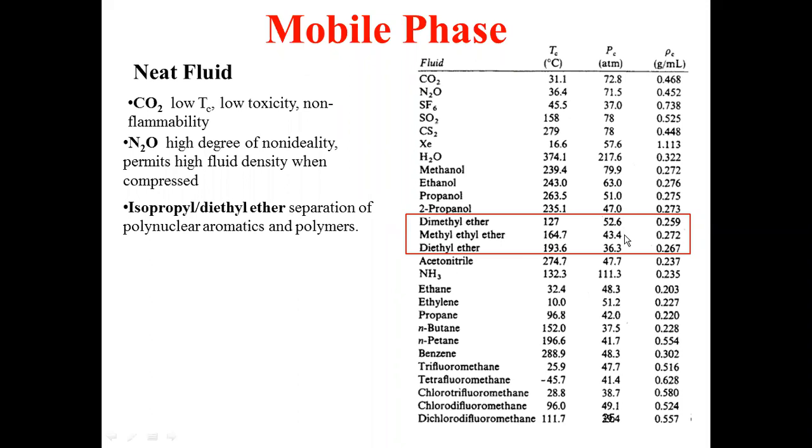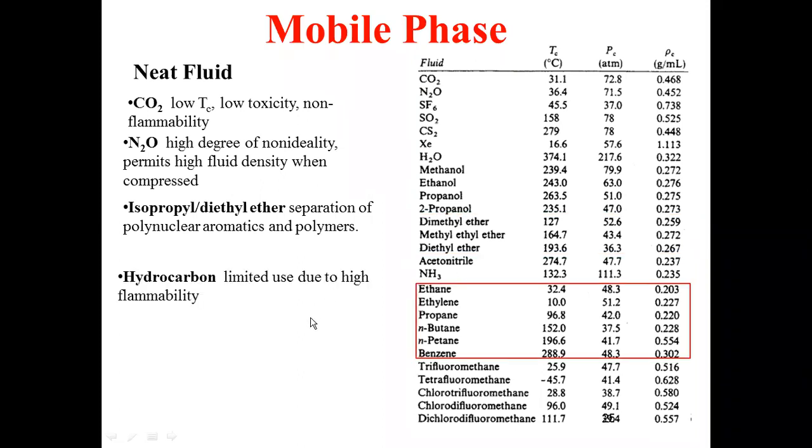But for the critical pressures 52.6, 43.4, and 36.3, there are no difficulties while adjusting the pressure to above the vapor pressure. And if you look at the density, their density is very low when compared to carbon dioxide and nitrous oxide. These are disadvantages, of course, but even with these disadvantages, we can employ them for the separation of polynuclear aromatics as well as polymers.